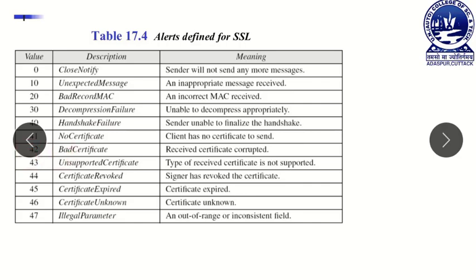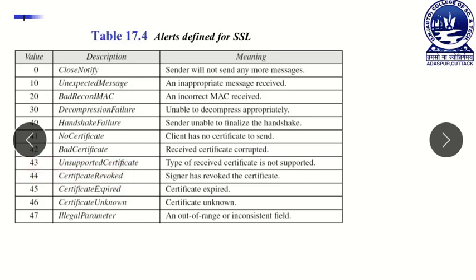Then next, 43 means unsupported certificate. That is, the type of received certificate is not supported, which means when the receiver receives a certificate from the sender but that certificate is not supported, at that time this alert message is displayed. Then next, 44, that is the certificate revoked. The signer has revoked the certificate. That means when the signer, who signs the certificate, revokes that certificate, at that time this alert message will display.